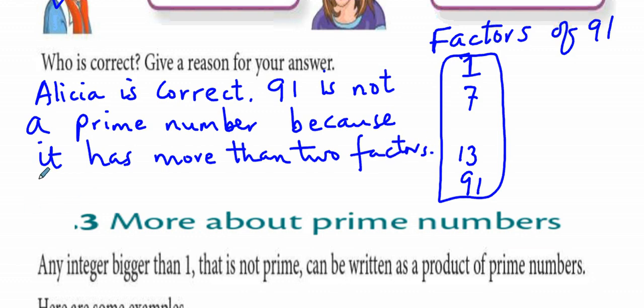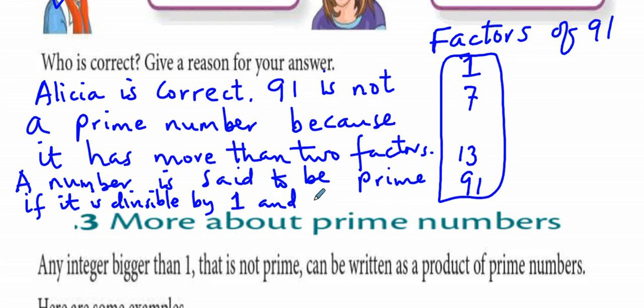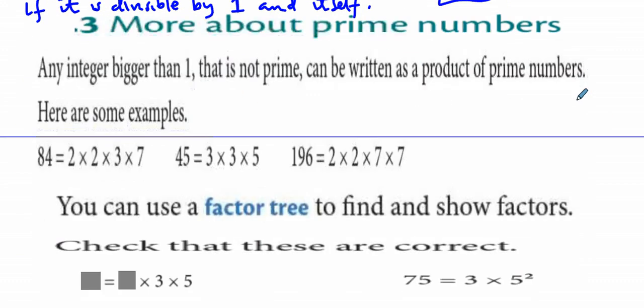Remember, a number is said to be prime if it is divisible by only 1 and itself. Full stop. All right, so far so good. Let's go to more about prime numbers.